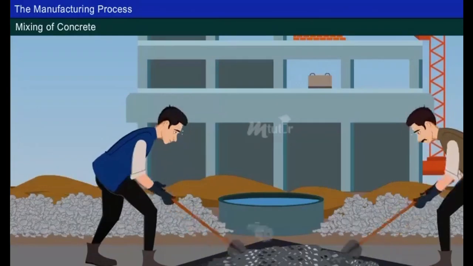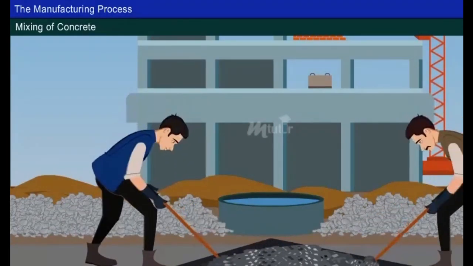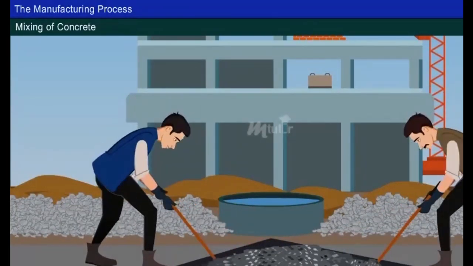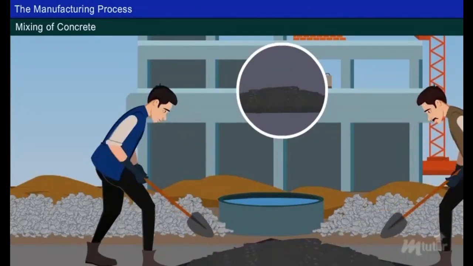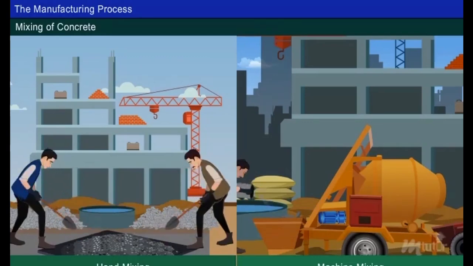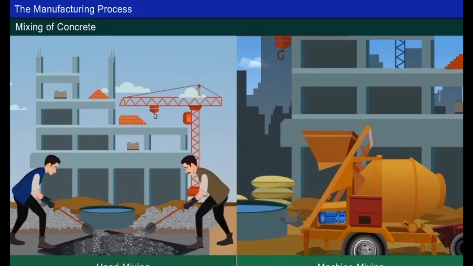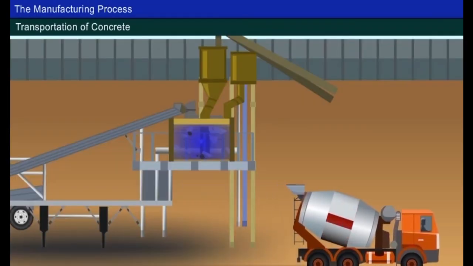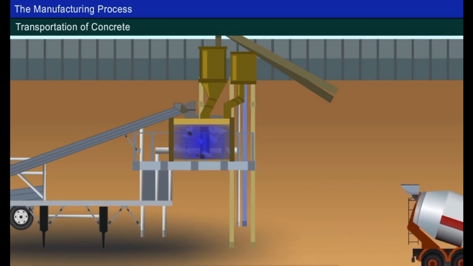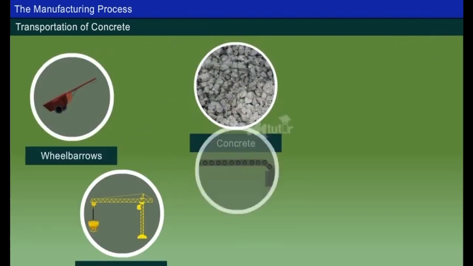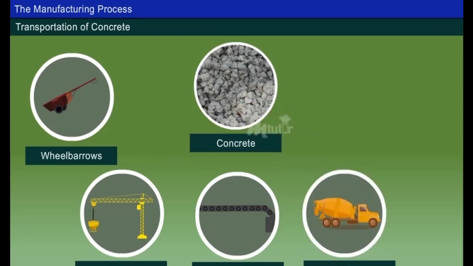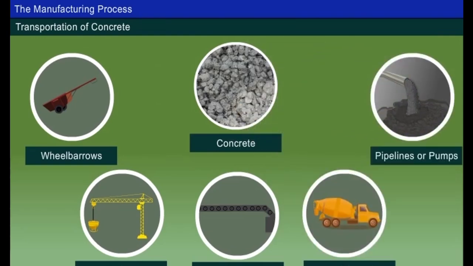Mixing of concrete. Mixing concrete is simply defined as the complete blending of the materials which are required for the production of a homogeneous concrete. This can be done manually or mechanically. Transportation of concrete. Once the concrete mixture is ready, it is transported to the work site. There are many methods of transporting concrete, which include wheelbarrows, buckets, belt conveyors, special trucks, and pipelines or pumps.